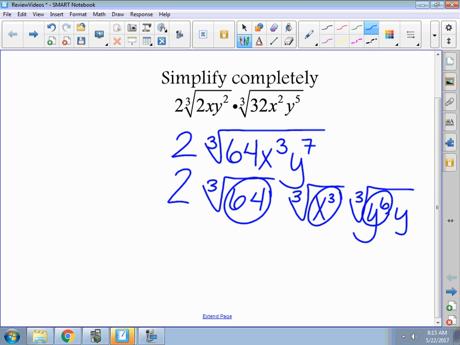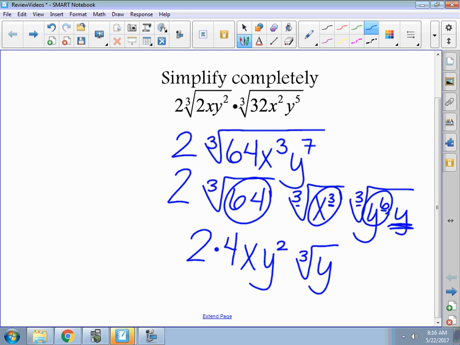Next step is I'm going to take all of my perfect cubes out of the cube root. So I'm going to take the cube root of 64. The cube root of x cubed, so I'm taking the exponent and I'm dividing it by 3 because that was the root we were taking, which is just x, or x to the 1st. And so y to the 6th becomes y to the 6th divided by 3, or y squared. And then we're left with a y in our radicand because we had one part that was not a perfect cube.